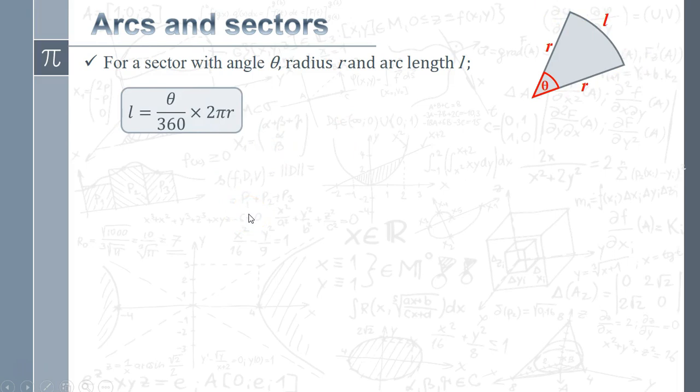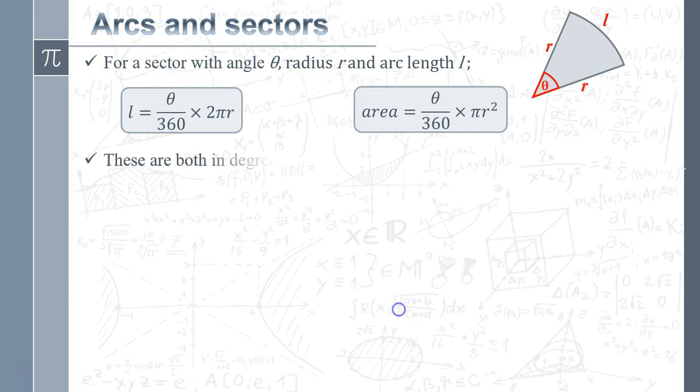And previously, that's the formula that you're familiar with. We take the fraction of the circle, times it by the circumference. Similarly, for the area, there we go. Again, we've got the fraction of the circle times by the formula for the area. Those two things are currently in degrees, as indicated by theta divided by 360. So what we're going to do is replace the 360 with the equivalent in radians, which we saw last time was 2 pi.